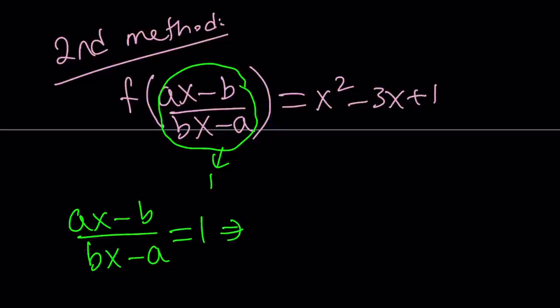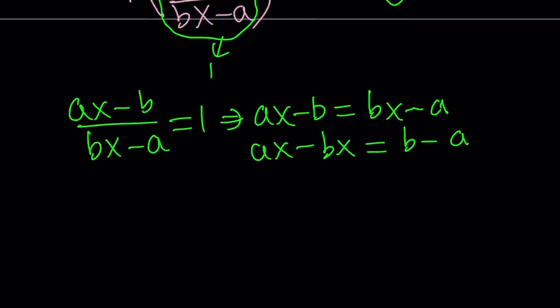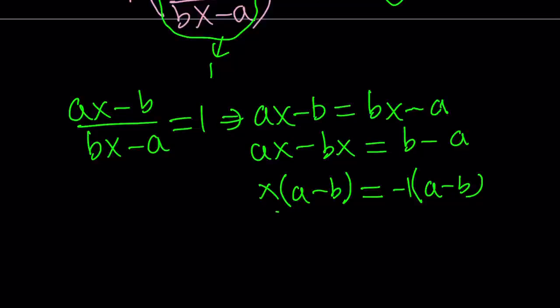From here, cross multiplying gives us ax minus b equals bx minus a. Now our goal is to solve for x so that we can replace x with something on the right hand side. So let's put the ax and bx together, and on the right hand side we're going to have b minus a. If you take out an x here, x times (a minus b) equals b minus a. Now b minus a you can write as negative 1 times (a minus b), and then provided that a does not equal b, of course, you can divide both sides by a minus b and get the value of x. So x is going to be negative 1.